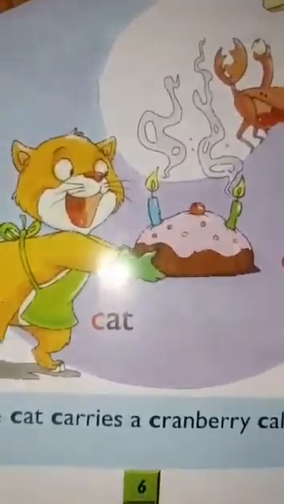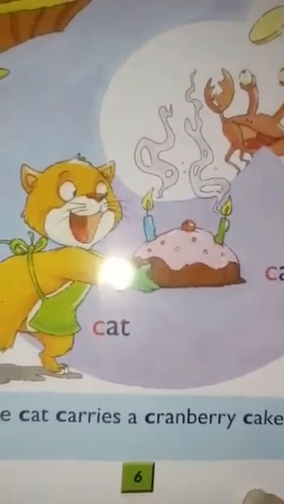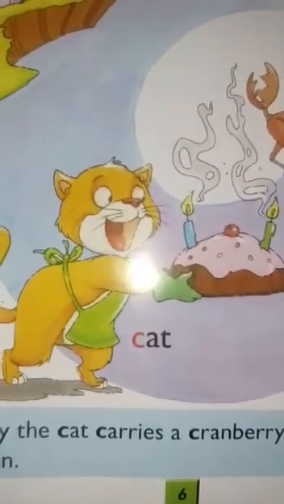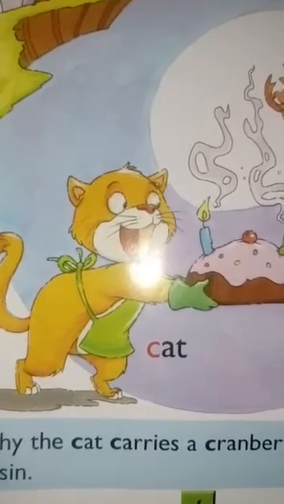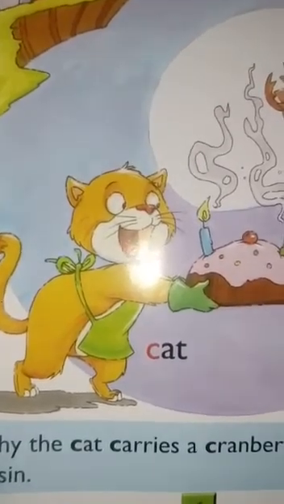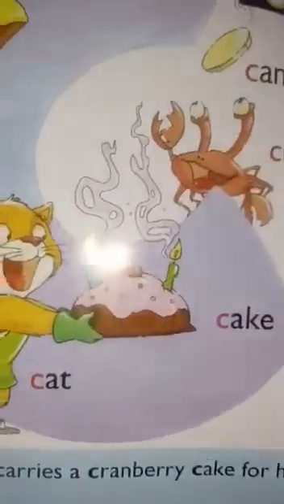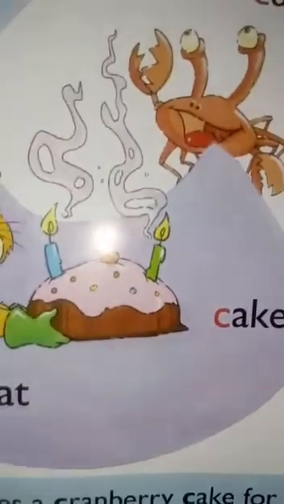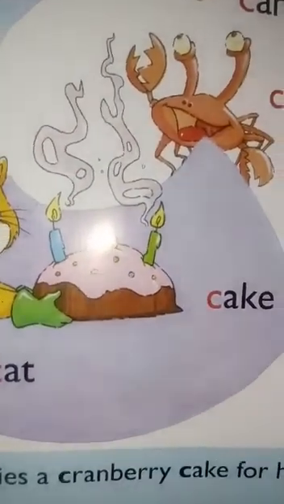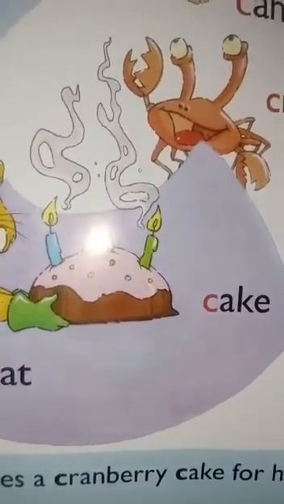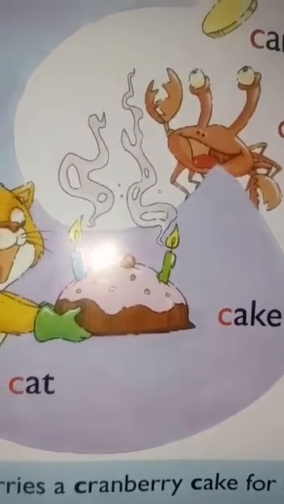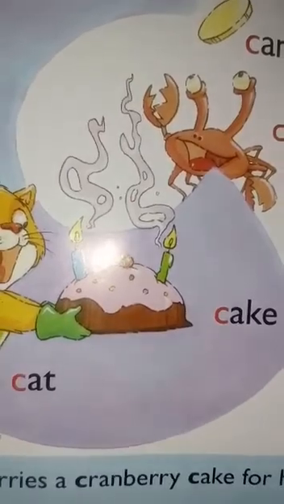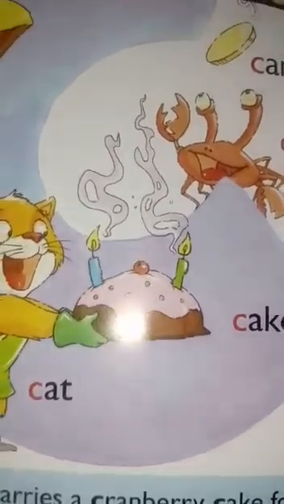Oh, this cat makes a cake. Cat is very clever. Cat is clever. Yes. And what is this? Who made this? Cat. What is this? Cake. Cake is yummy. Yes, very nice. Okay, repeat this.